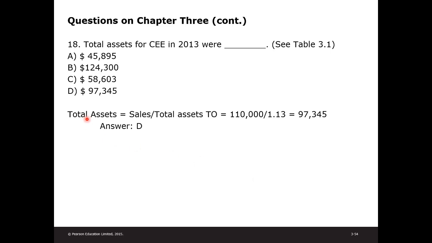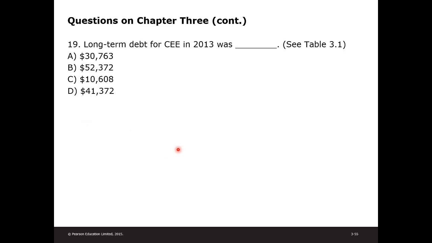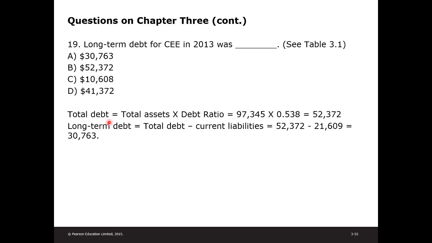Total assets equal the, not sorry, not this. Total debt will be equal to total assets multiplied by the debt ratio in order to come up with the total debt, which is 97,345 multiplied by 53.8% or 0.538, which will give us $52,372, which is the total debt.